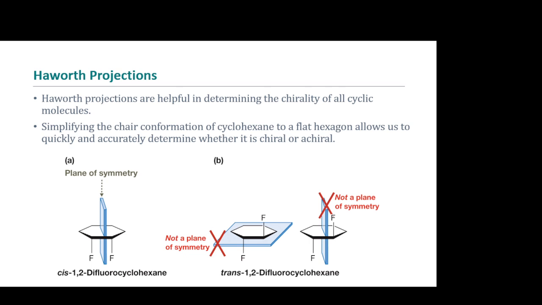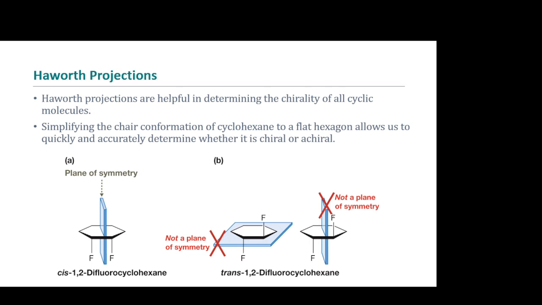Okay, so these are Haworth projections. They're very helpful for determining your chirality of all the cyclic molecules because they take away the entire concept of chair conformations and interconversions, right? If they're non-superimposable as a Haworth projection, then they're going to be non-superimposable. They show you those planes of symmetry.